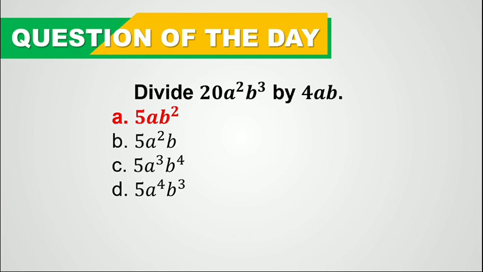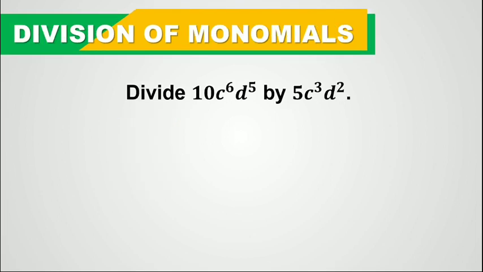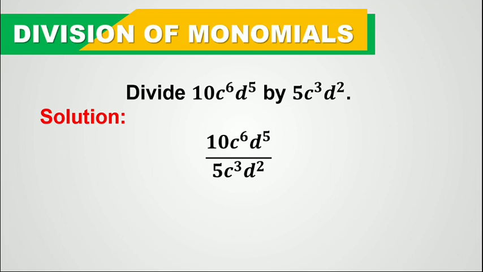Now, let's try more examples for you to understand this concept deeply. What if we're gonna divide 10c to the 6th power d to the 5th power by 5c³d²? Again, we're going to divide them. First, we divide their numerical coefficients. 10 divided by 5, that's 2. And then c to the 6th power divided by c³, so that's c to the 6th power minus 3. And then d to the 5th power divided by d², so that's d^(5 minus 2).